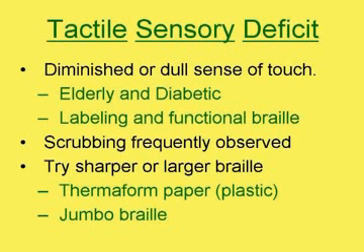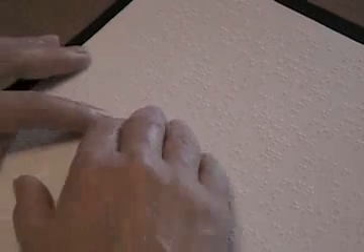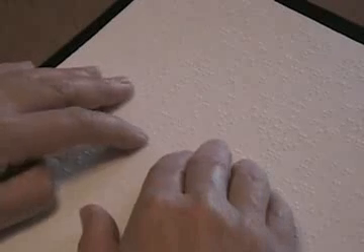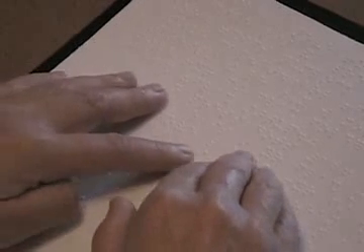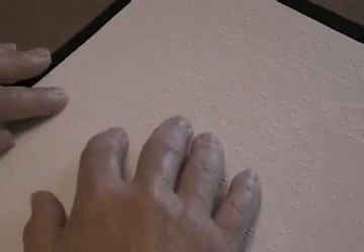Using jumbo Braille on thermoform plastic paper is a technique that is often successful for teaching Braille to students with this condition. Students who scrub but do not have tactile sensory deficit can usually eliminate the up and down motion through the remedial techniques discussed earlier in this video.